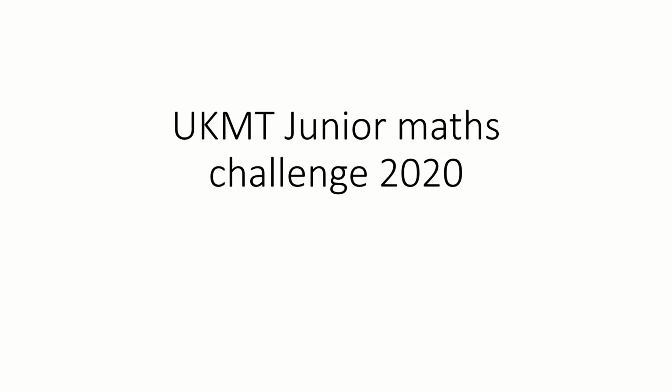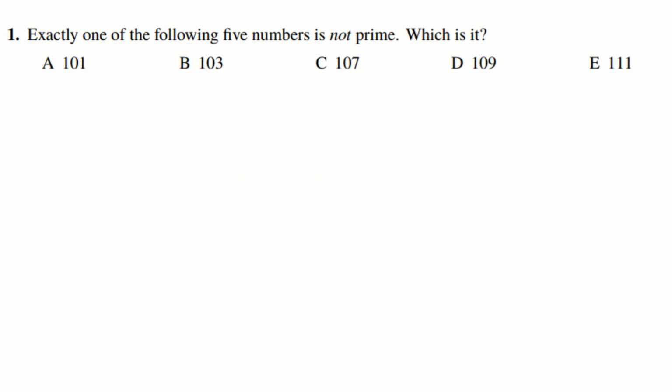So this is UKMT Junior Math Challenge 2020. You get 5 points for every question in the first 15, 6 points thereafter. You don't lose any points for getting anything wrong, so you may as well guess every question you can. Otherwise, let's get straight into it.